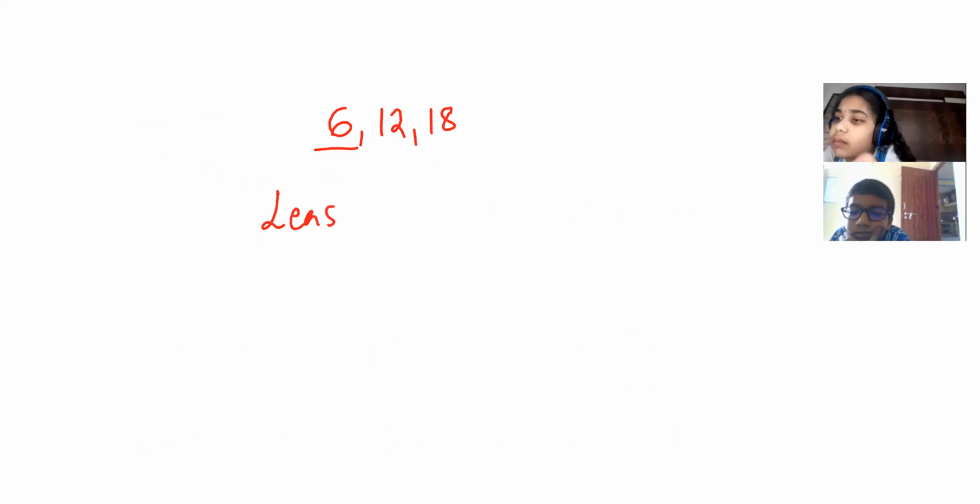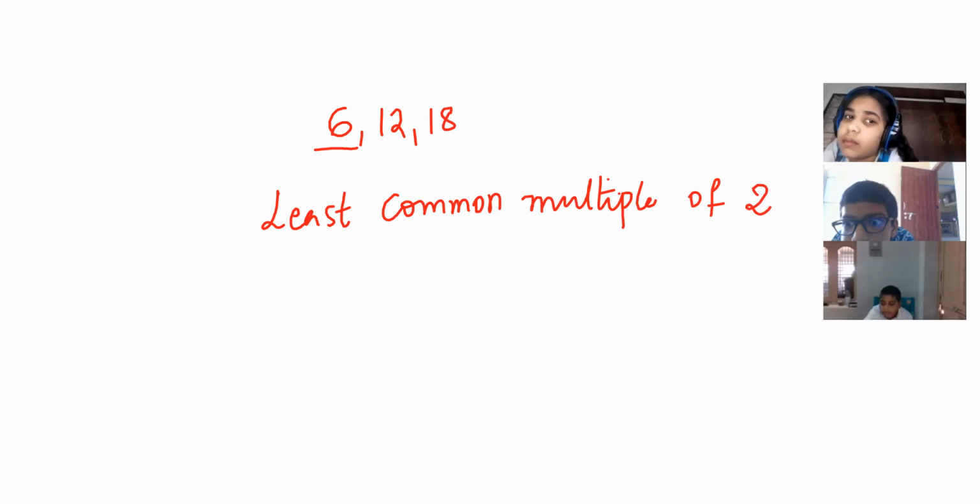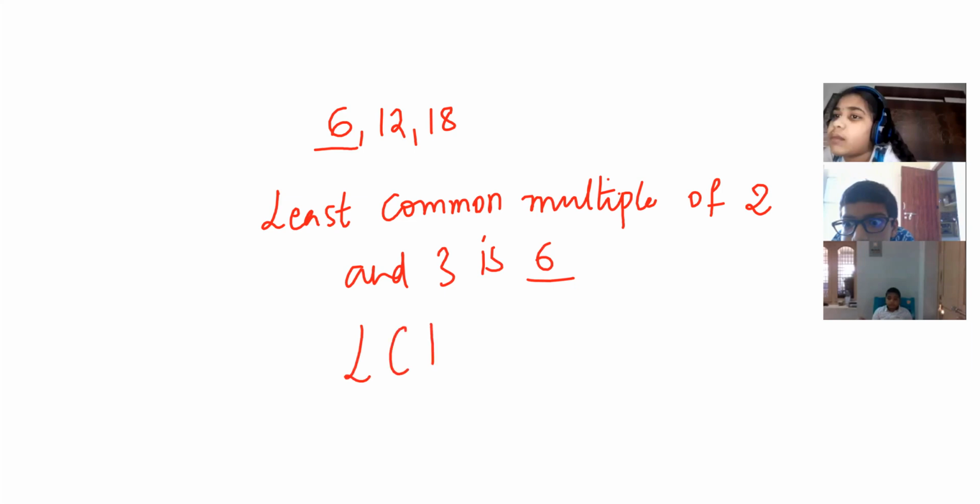6, right? The least common multiple of 2 and 3 is how much? 6. 6 is nothing but the first common multiple as well as the least common multiple. Okay. The short form of least common multiple is what, children? LCM. Very good. LCM. Least common multiple. Remember these two things, children.